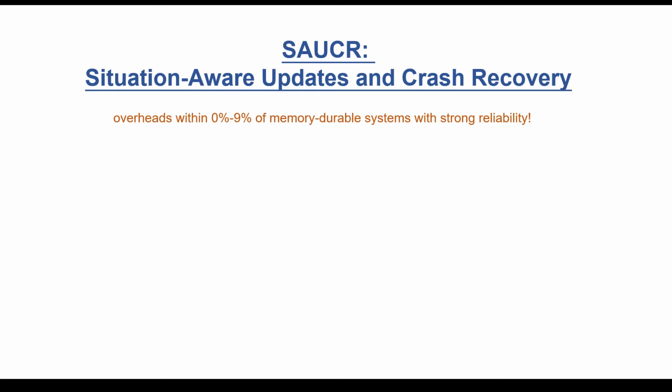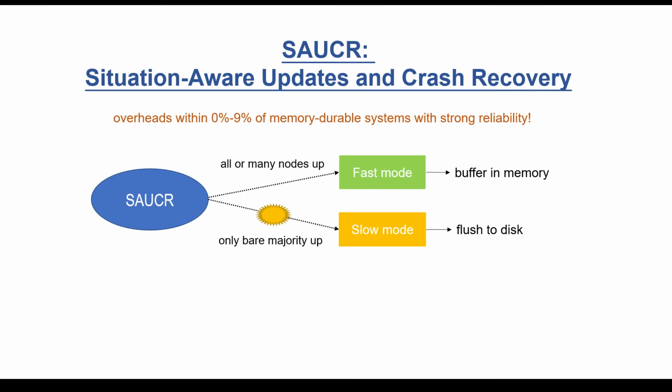Situation-aware updates and crash recovery, SAUCR. The result of this protocol is quite inspiring, as it is always within 9% of memory durable systems, with very strong reliability. And the basic idea of SAUCR is also simple. It combines the two modes together and switches between them, depending on different situations.